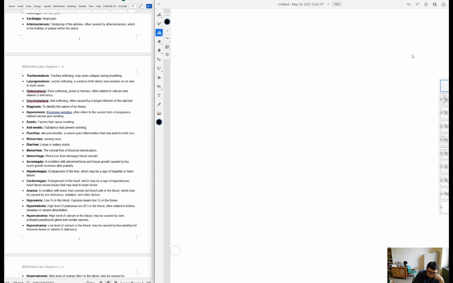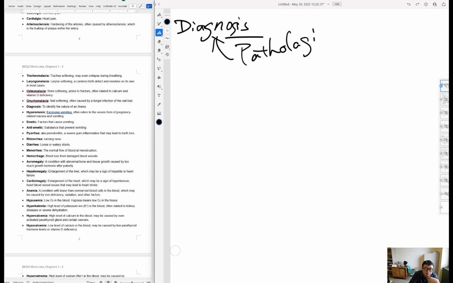This is something diagnosed. Diagnosis: trying to figure out what's wrong with the body. What kind of people do diagnosis? Many, all of those physicians and surgeons have to do diagnosis, but the pathologist, we just learned, is very specialized in diagnosis.